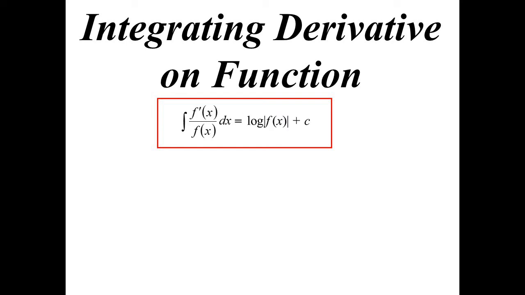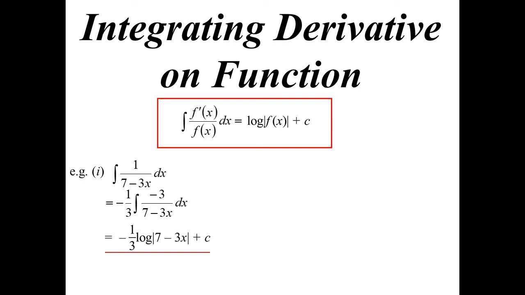But notice, it's the log of the absolute value of function x, right? Because you can't find the log of a negative number. So log of the absolute value of function x. So 1 on 7 minus 3x, I would like the derivative on the function. The derivative is negative 3. So if I rewrite that, I'll get minus a third the integral of negative 3 on 7 minus 3x. And that will be minus a third log of the absolute value of 7 minus 3x.